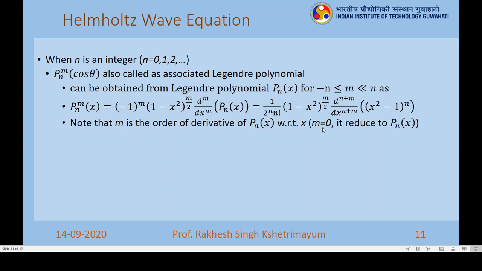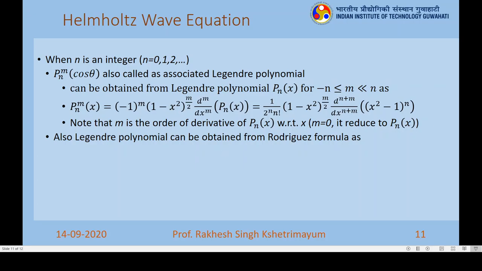When you assume that m is equal to 0, then this turns out to be your regular Legendre polynomial. When m is equal to 0, the associated Legendre polynomial becomes the Legendre polynomial. If you want to get the associated Legendre polynomial from the Legendre polynomial, you need to differentiate it like this.